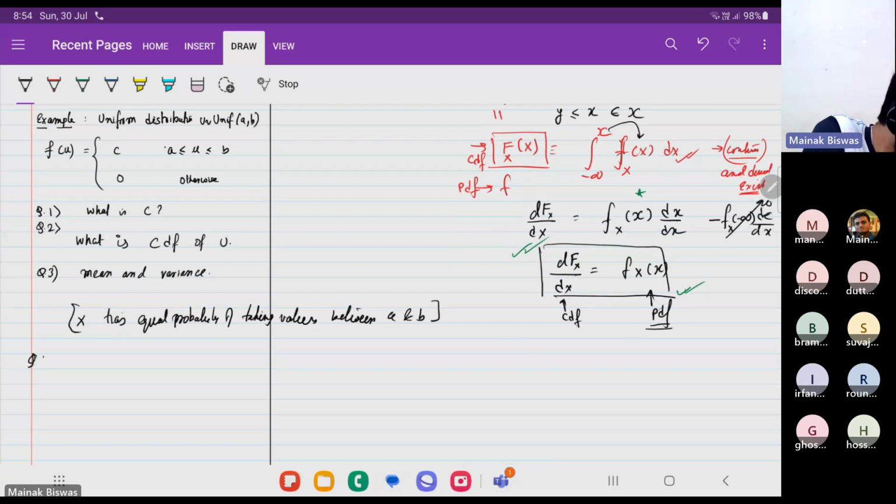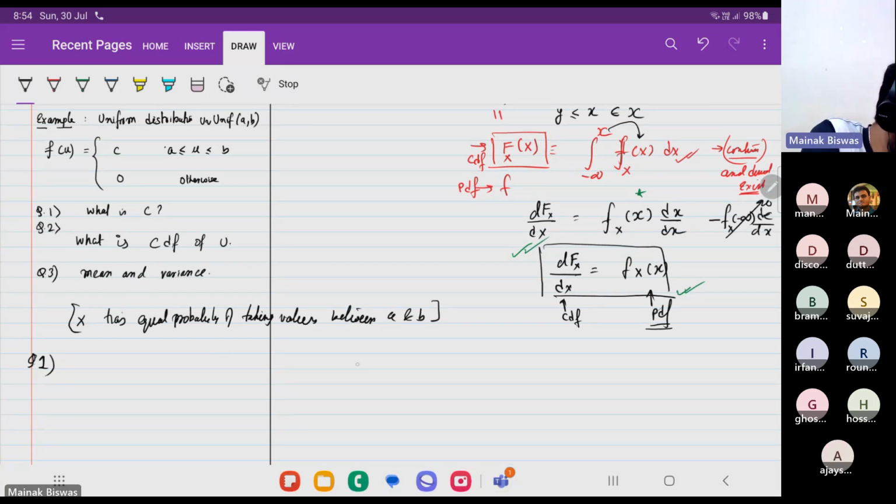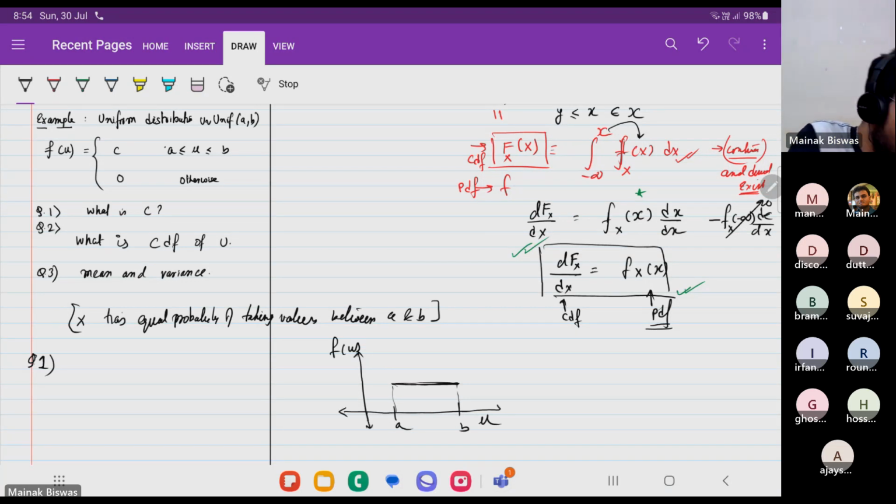So the first question is, what will the PDF look like? Let us draw the PDF. Between A and B, this is some constant C, f of u, and otherwise it is zero. Is this okay? Yes or no? This is your PDF. Others, if you have a doubt, please ask.